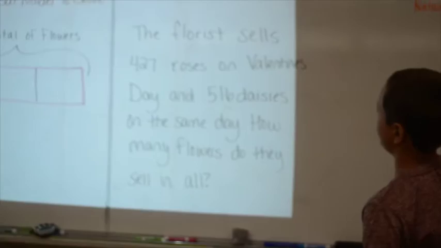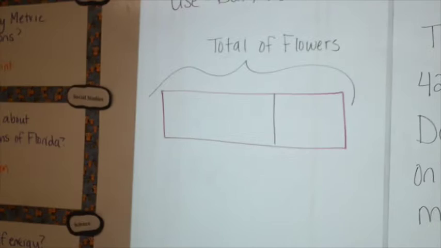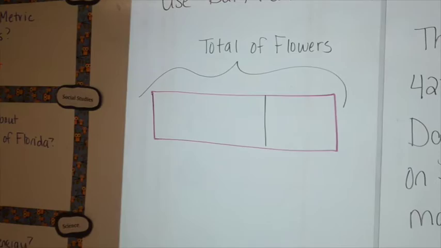The florist sells 427 roses on Valentine's Day and 516 daisies on the same day. How many flowers do they sell in all? Okay, we're gonna use a bar model. What is our total? What does our bar represent, Ariana? Our bar is gonna represent how many roses we sold and how many daisies. So how many flowers in all?